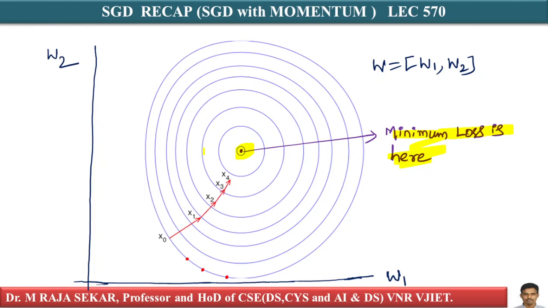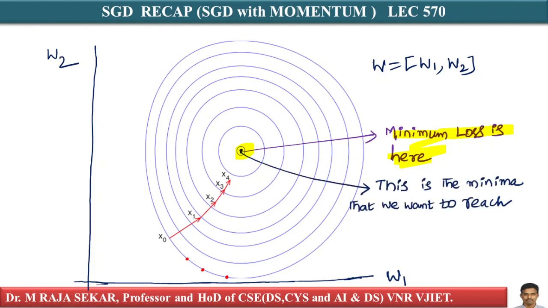Let's assume your initial point is here. This is the initial point. This is the minimum loss, isn't it? Minimum loss is here. Therefore, this is the minima that we want to reach. Where is your initial point? This is your initial point. How does gradient descent work? Gradient descent works very easily.